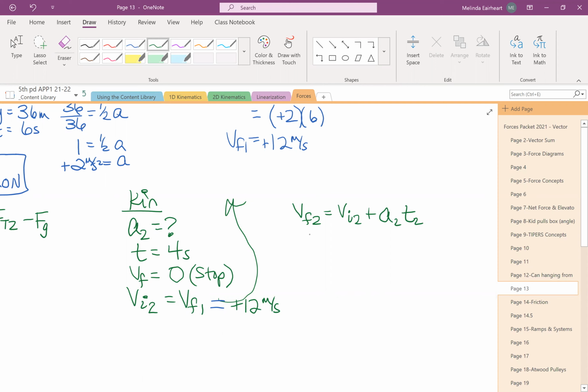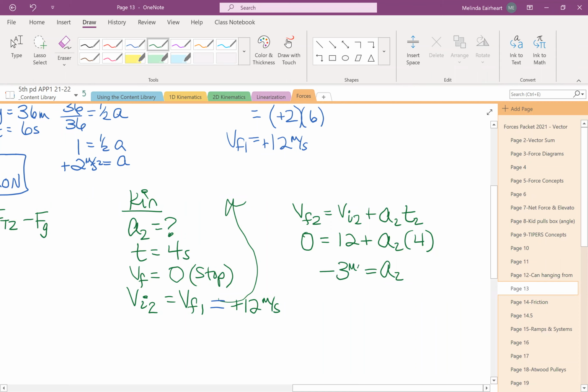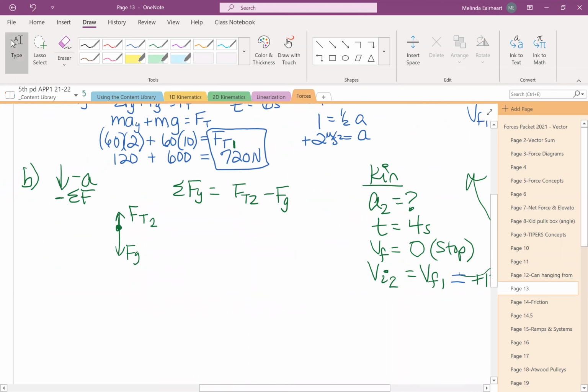And so now we want to plug in what we know to solve for acceleration number 2. And so subtract 12 divided by 4. What's our acceleration for part 2? -3 meters per second squared. Okay, so now we know the acceleration, and it aligns with, we had said it was going to be negative, and we did. And so we get a -3.